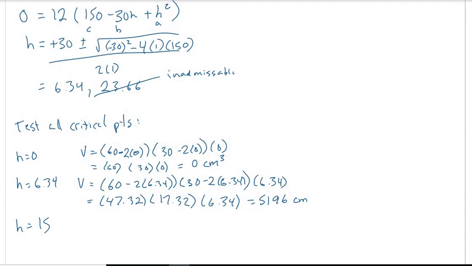So that gives us approximately 5,196 centimeters cubed. Now we just need to test 15 and see what happens there. So 60 minus 2 times 15, that's going to be 60 minus 30, or 30. Then we have 30 minus 2 times 15. That's just going to be 0.